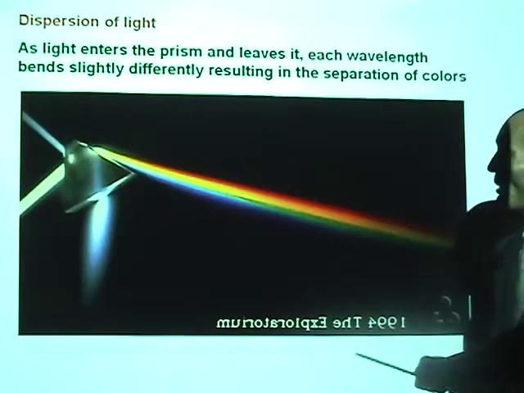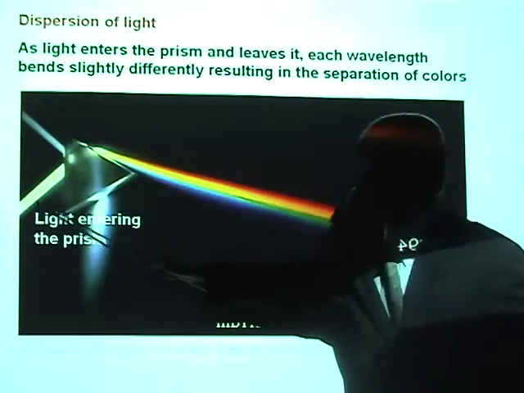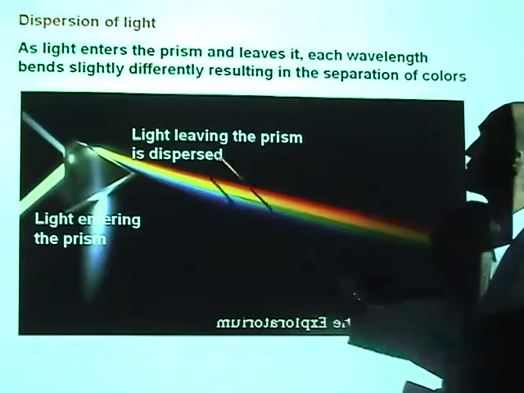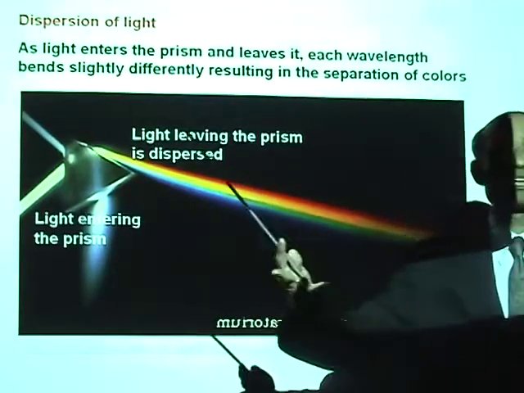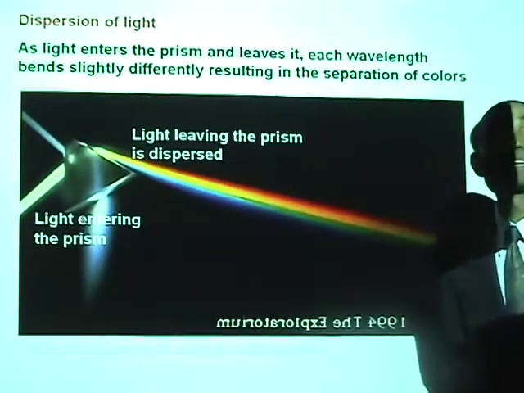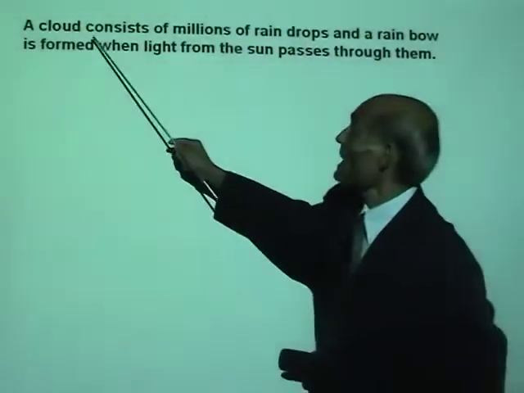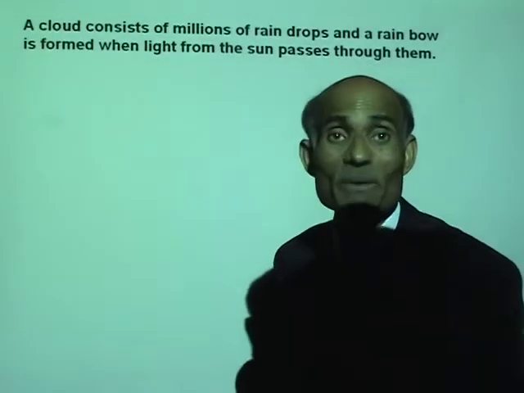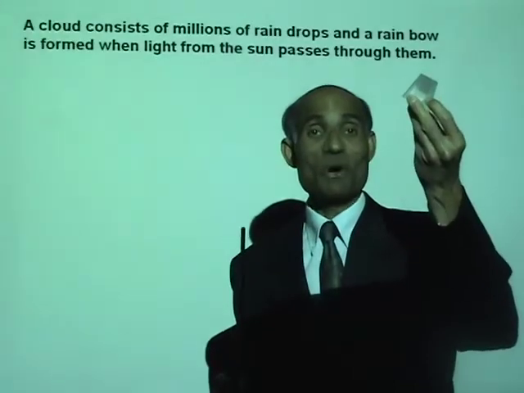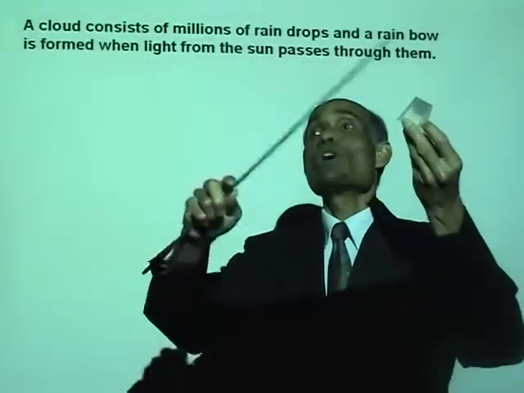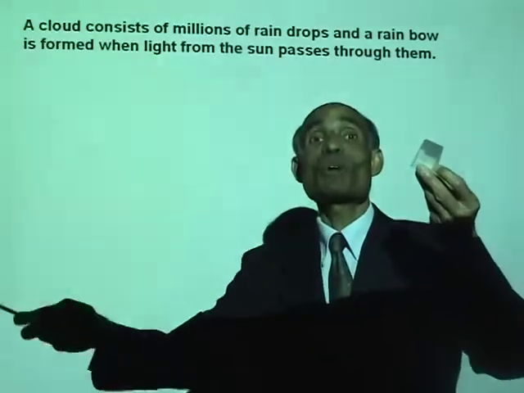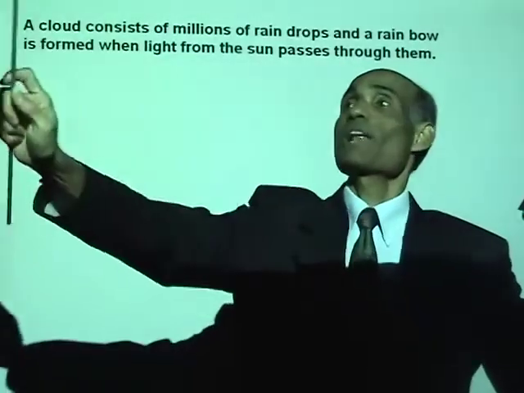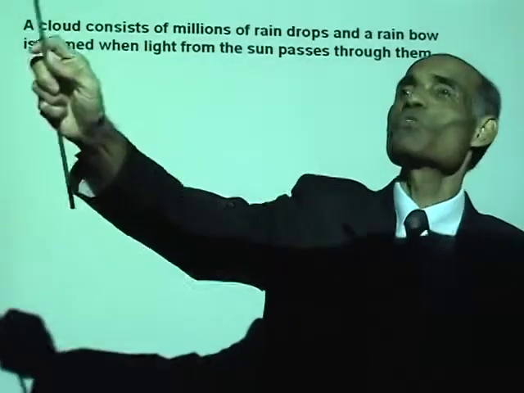Dispersion. All right. So light entering, and this is the light coming out. It comes out in different colors. Light leaving the prism is dispersed, means it splits into various component colors. Now, a cloud consists of millions of raindrops, and each raindrop can act as a prism. So, have you seen the spectacular show on the horizon? When there is cloud, if the sun is on the west side and if you have cloud on the east side, you will see a beautiful rainbow.